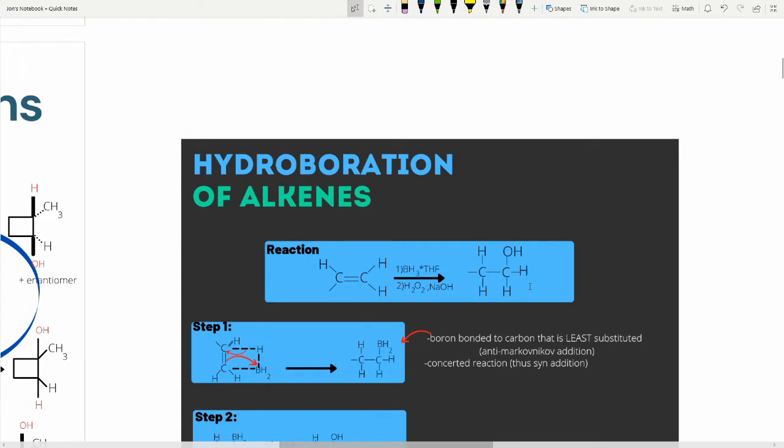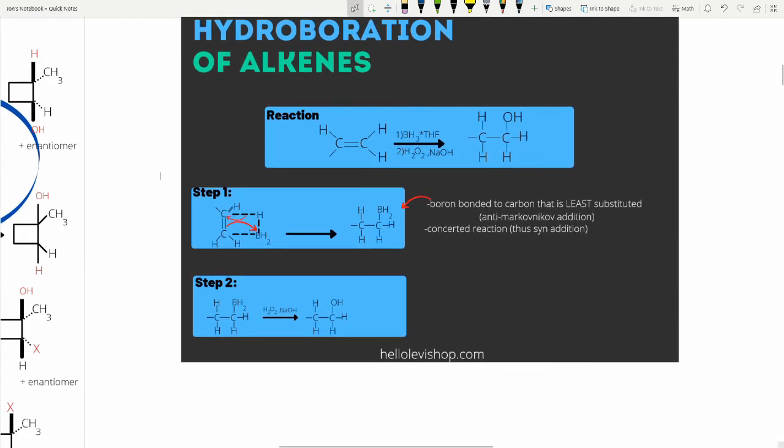And so if we move to the right and look at the mechanism, we see that in the first step, the double bond attacks the boron, and then the hydride shift occurs at the same time. Now, take note that the boron bonds with the carbon that is least substituted with alkyl groups, and that's because it is bigger relative to hydrogen. And if we remember the concept of steric hindrance, it would naturally bond towards something with less steric hindrance.